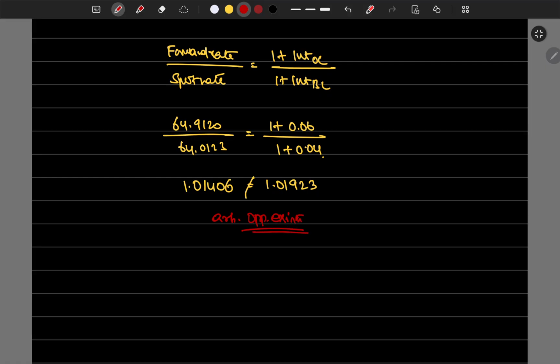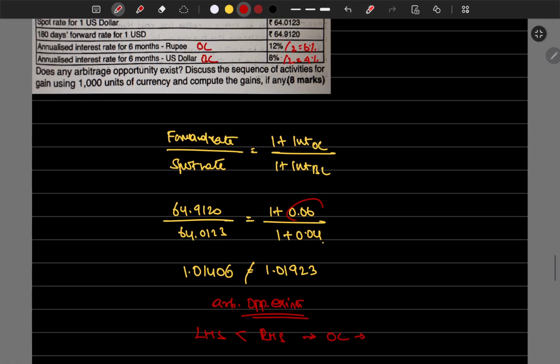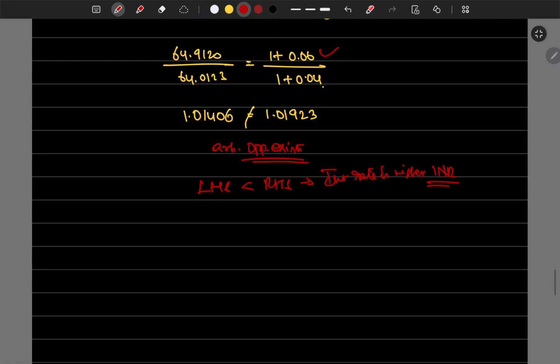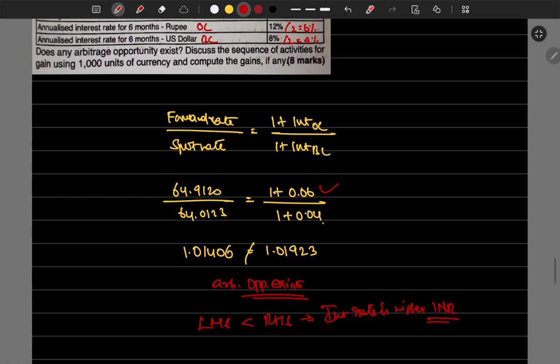Now since LHS is lesser than RHS, it denotes that the other currency is giving the higher rate. We can easily see and find this, but this is how we have to write it procedurally. So we have to write that LHS is lesser than RHS, so the opportunity exists, and the interest rate is higher in INR, Indian rupee, in India. Okay, so we have done that.